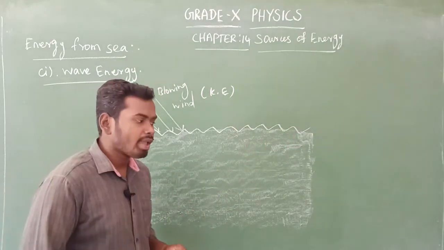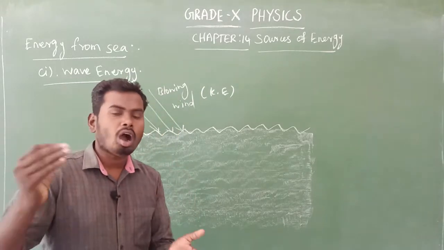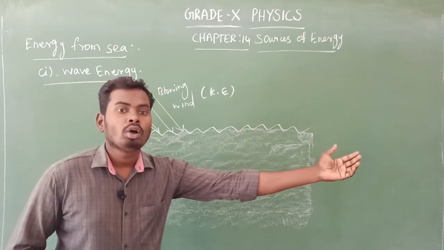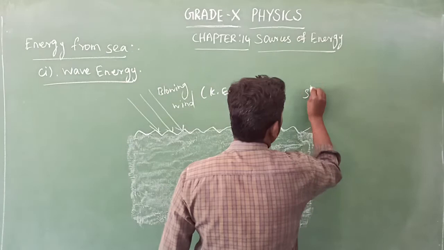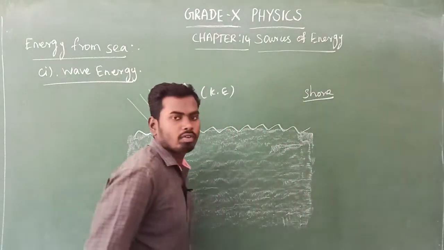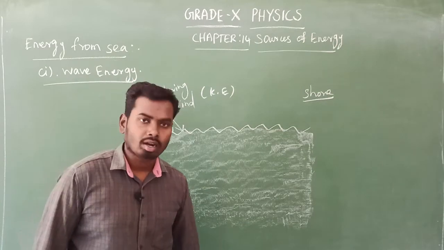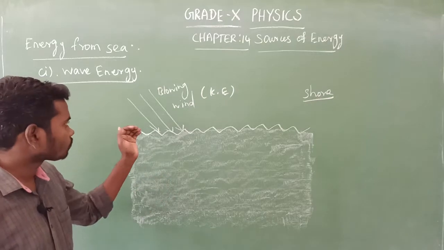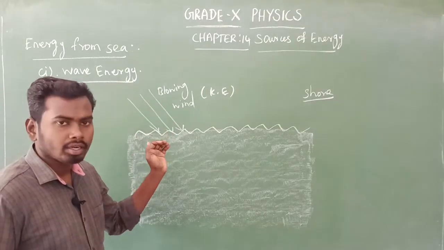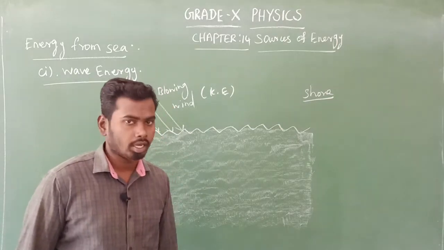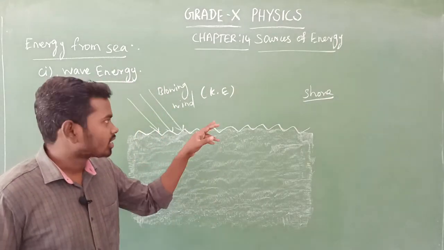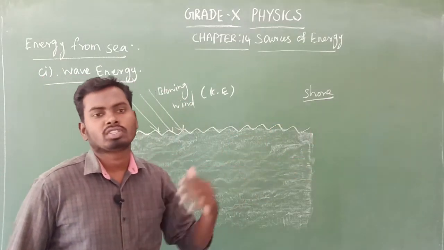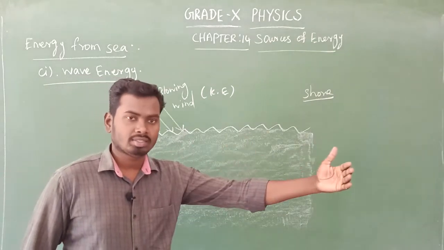Actually, waves are generated in the sea or ocean, and they get destroyed on the shore. Shore means கடற்கரை in Tamil, the beach. When the blowing wind hits the surface of the sea water, the kinetic energy of the wind makes an up-down movement of the surface of the sea water. That is considered a wave.